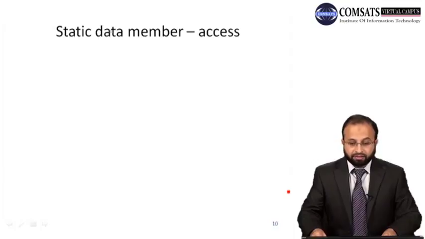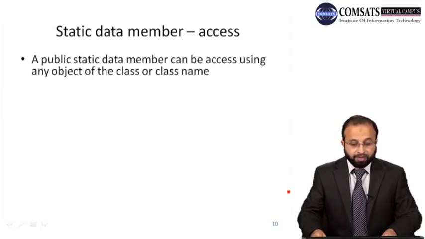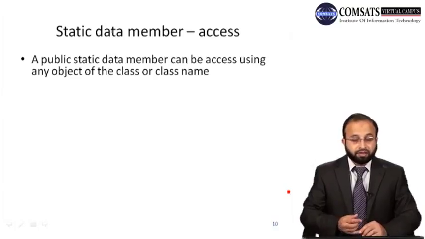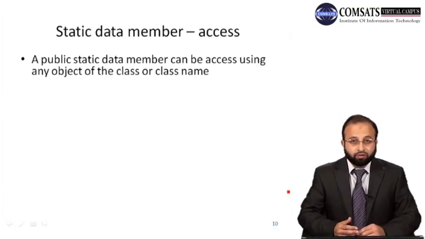Static data member access. How can you access a static data member? So a public static data member can be accessed using any object of the class or the class name. So if the static data member is public, you can use the object name, or you can use the class name to acquire the value of that static data member.